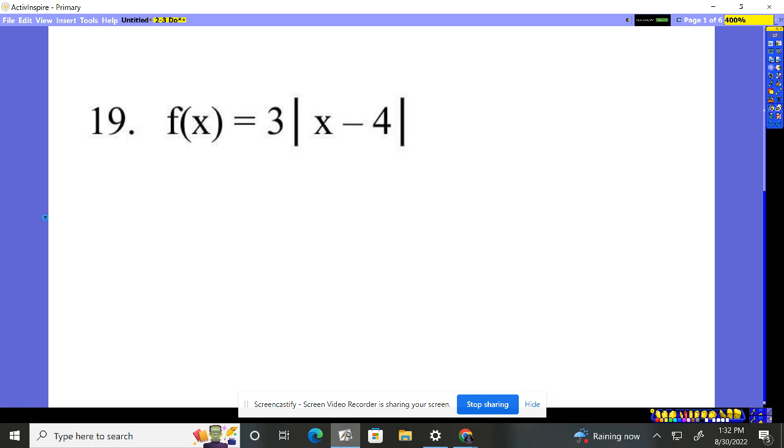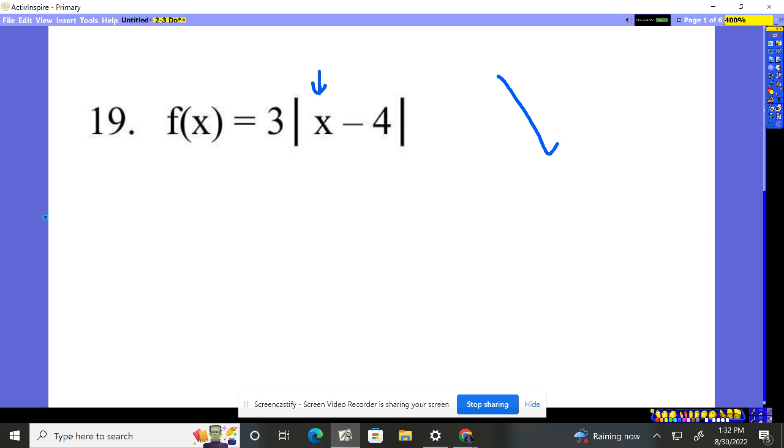Number 19, they want us to figure out the domain for this. So is there a restriction on x, or is any x going to work? Well, every x is going to work. It's an absolute value. There's no restriction on that x right there. It could be 10, it could be negative 10, it could be a million, it could be negative a million. The answer is all real numbers.